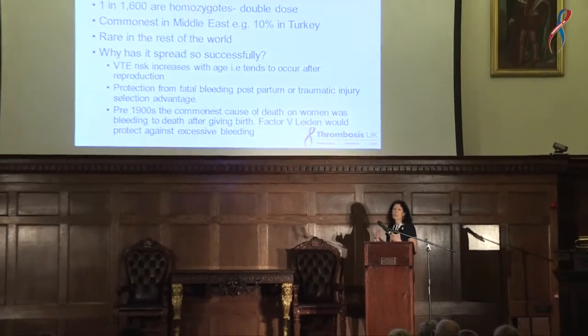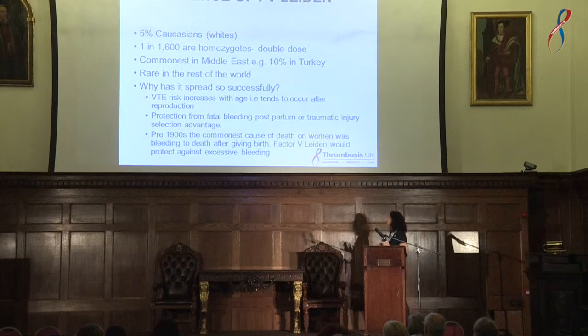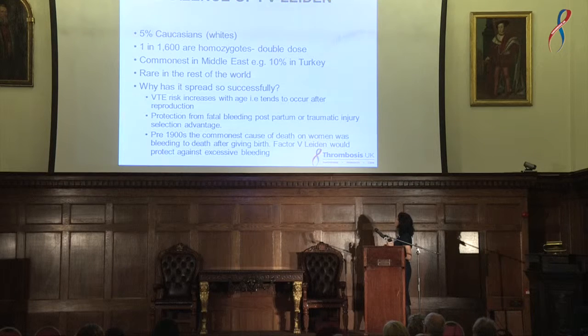And actually, why are some of them so common? Because if we consider evolution, there must be an advantage to having some of these thrombophilias. So if we look at factor V Leiden, this is about 5% of the white population. It's so common that actually 1 in 1,600 have a double dose of factor V Leiden, which does make your blood a lot more sticky, and you've probably got an 80-fold increased risk of having a clot.